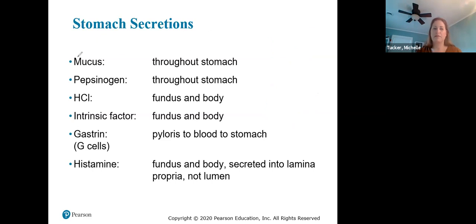So we have that double layer of mucus. We have chief cells that are producing pepsinogen, which will then get converted into pepsin. We have our parietal cells secreting hydrochloric acid. We have additional cells that are producing intrinsic factor, which we'll talk about more in the absorption and digestion lecture, and gastrin. So then we have the hormones. Okay, so these are secretions, and then we have hormones.